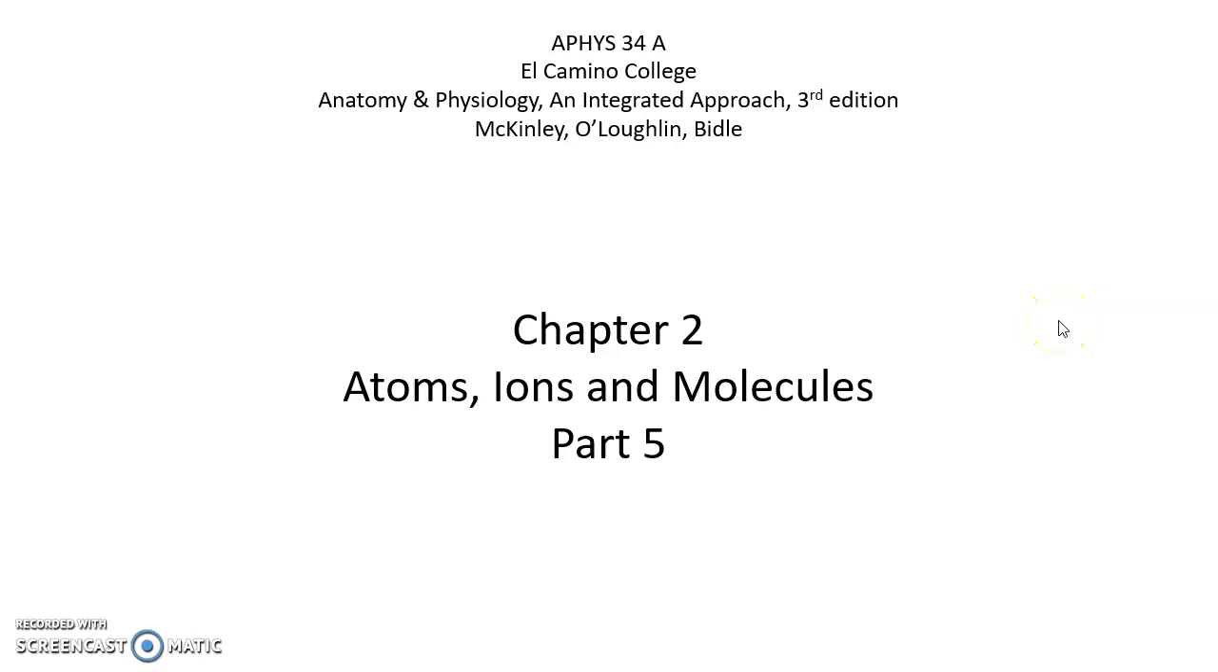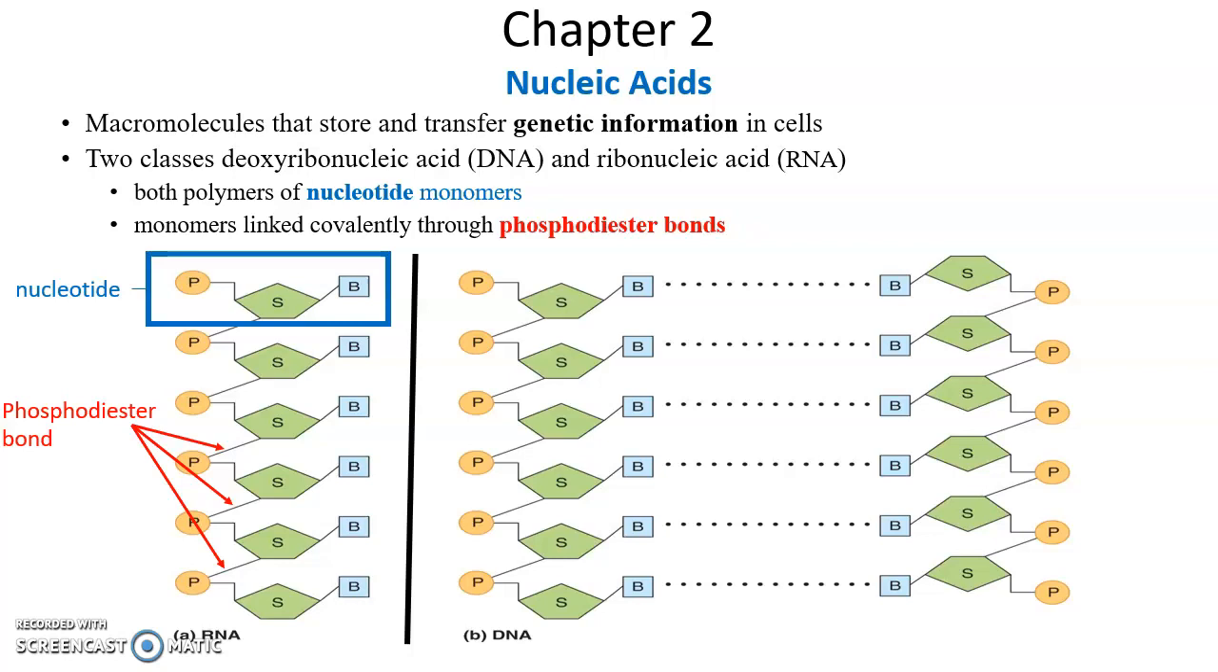Chapter 2, Atoms, Ions, and Molecules, Part 5, Nucleic Acids. Nucleic acids are the macromolecules that store genetic information in the nucleus and then transfer some of that information out to make proteins. There are two main kinds of nucleic acids. You have the DNA molecules and the RNA molecules.